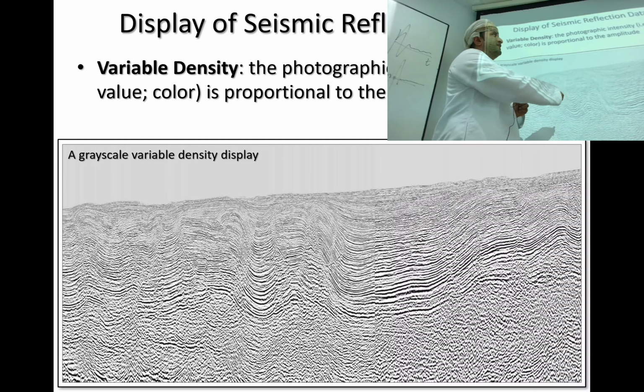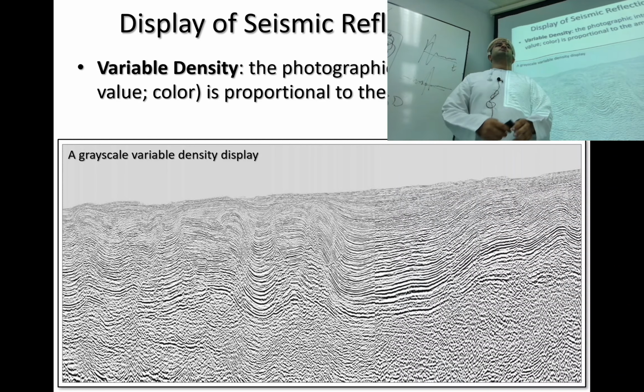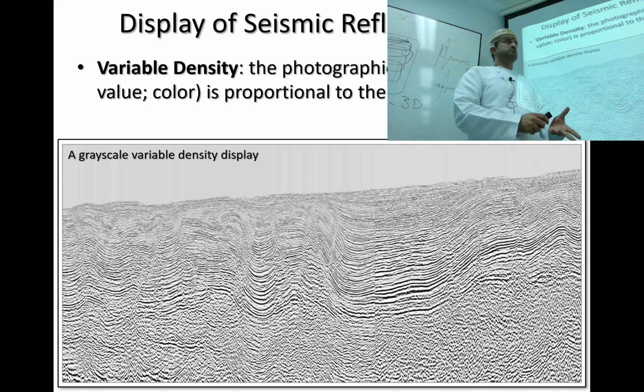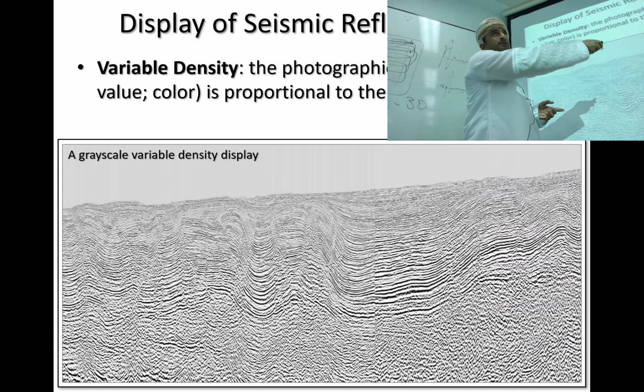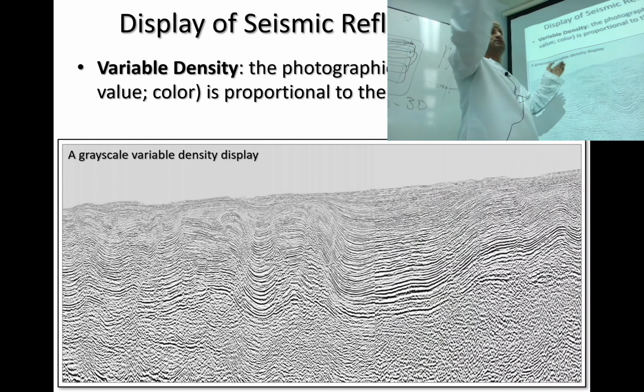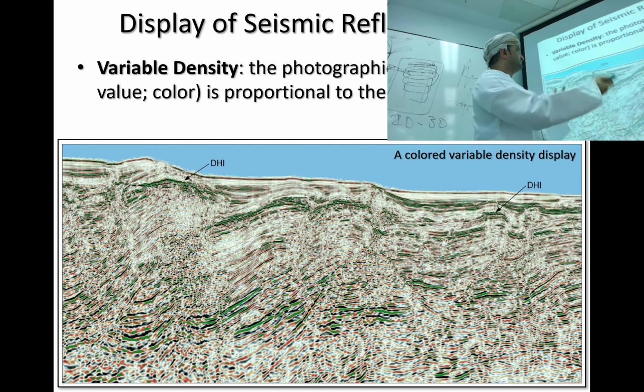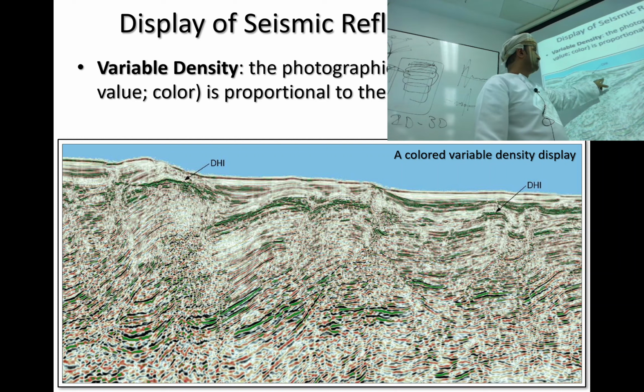This is what we call variable, and this is the most common one. The only difference is the type of color used. Sometimes they use grayscale, white to black. Sometimes they use different colors. This is a different color: green, red, and black.